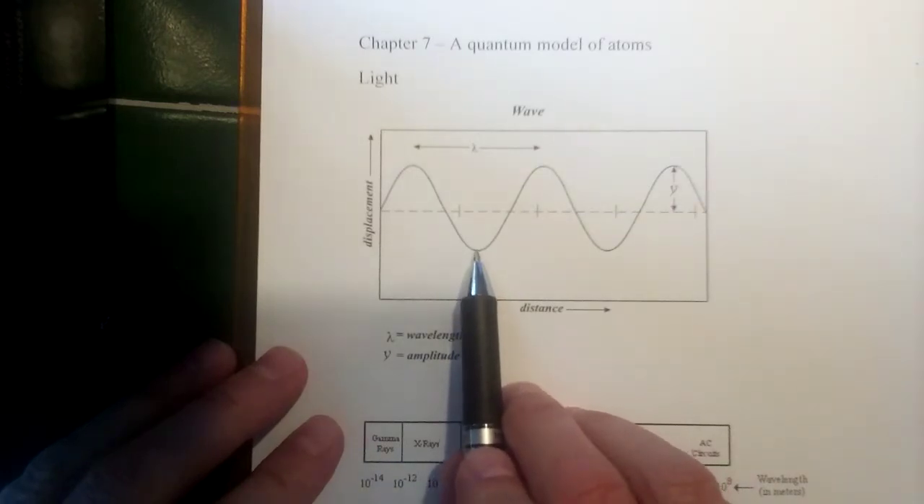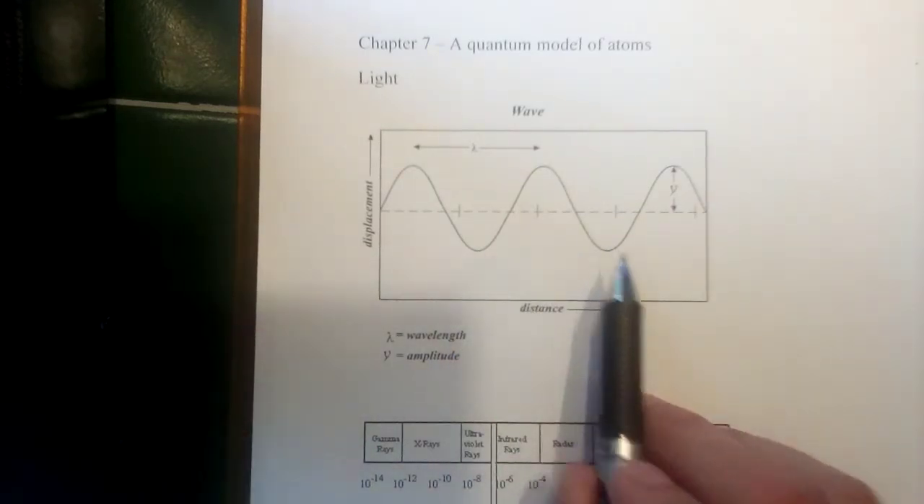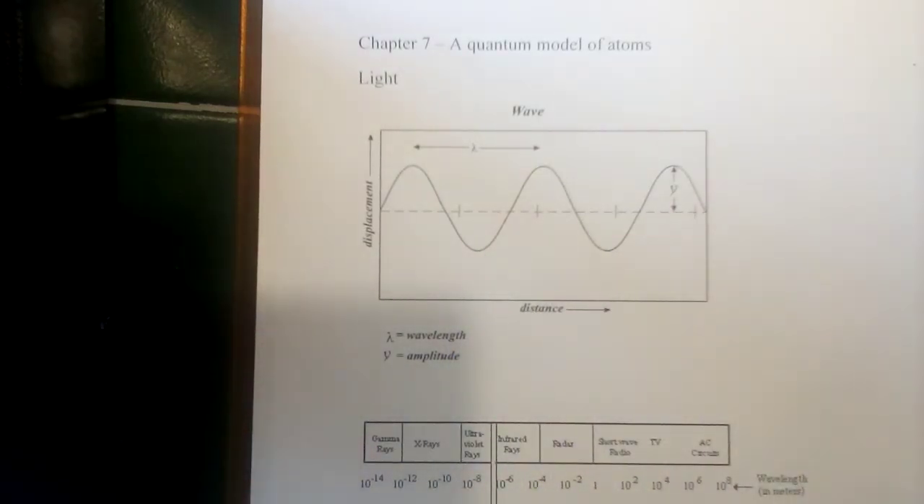You could define it by any related points. You could go by trough to trough. You would get the same value for wavelength for the wave. So wavelength is the way we will usually describe light. Now, there are other properties that we'll want to compare wavelength to, frequency and energy in particular, right? But often it's wavelength that we use to define different types of light.